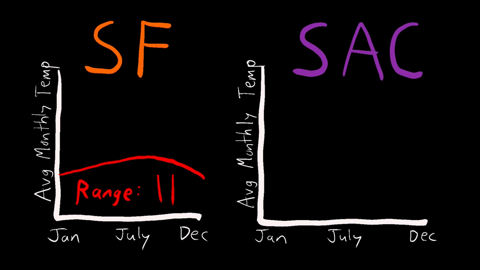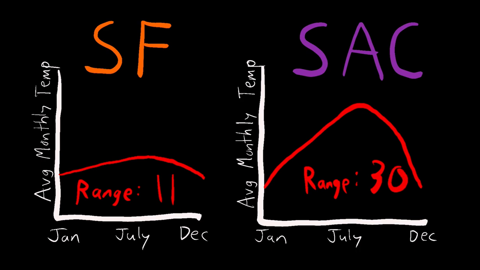Sacramento, on the other hand, is going to have a much larger range. During January, it's actually going to be colder than San Francisco. It's going to come way up here towards the summer, and then it's going to come way back down. And our range is going to be more like 30. So that is somewhat interesting because these cities are only a few hours apart. Why are they so different?